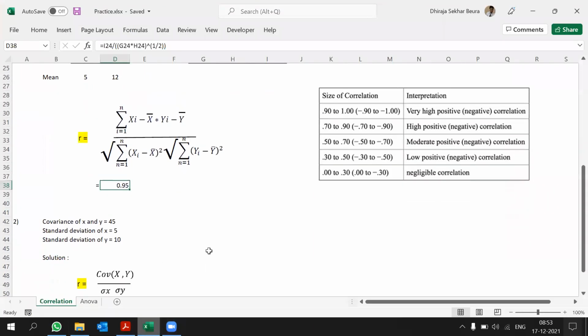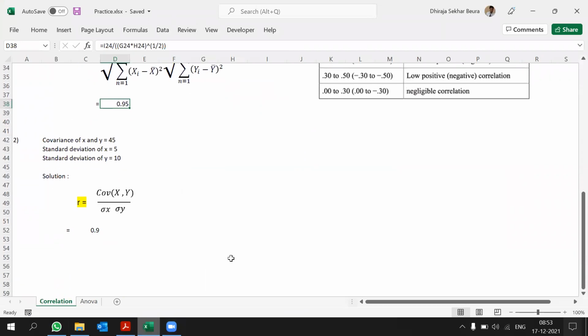I have formulated a simple question, as there is no question on this source material. I couldn't find a question online anywhere either. So if the question says covariance of x and y is 45, standard deviation of x is 5, standard deviation of y is 10, then our correlation will be simply 45 divided by 5 times 10. That comes to 0.9. Does that make sense? Any questions?